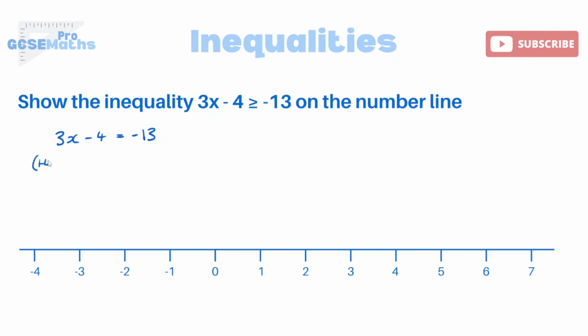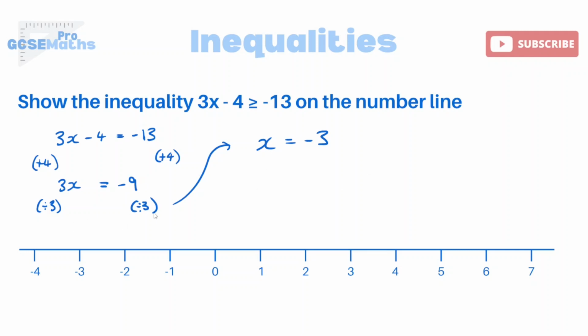So I'm going to move the 4 first by adding 4, because that's the opposite to minus 4. Add it to both sides, so I get 3x, because obviously minus 4 plus 4 cancels out. Minus 13 plus 4, well, that will give me minus 9, won't it? And now I can divide by 3 to get just x on its own. So I get x is equal to minus 3. So minus 9 divided by 3 is minus 3, isn't it?